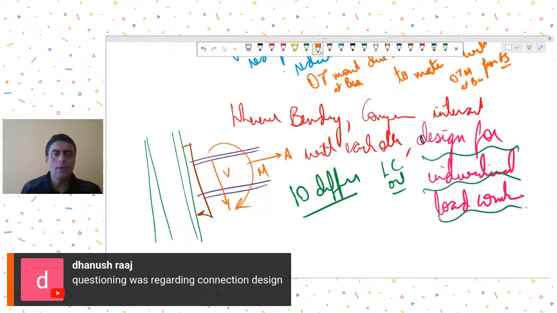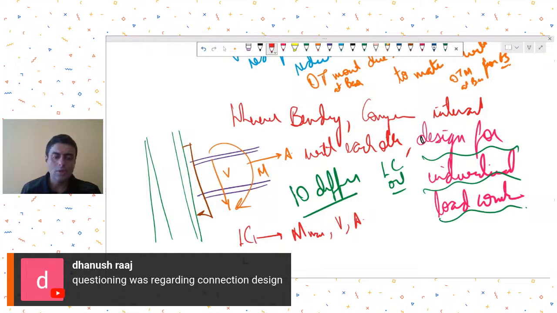Instead, what you should do, at least, is take a load combination where the moment is maximum, and for that load combination, where you are getting the maximum moment, you take whatever shear and axial force value you have.